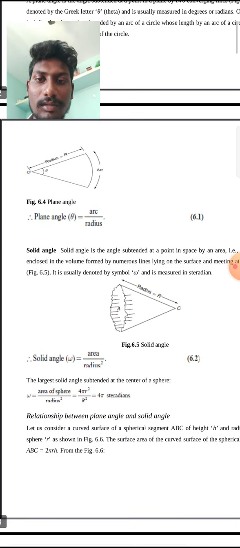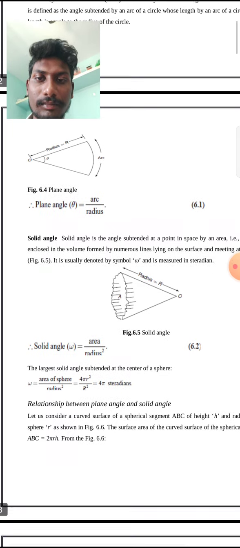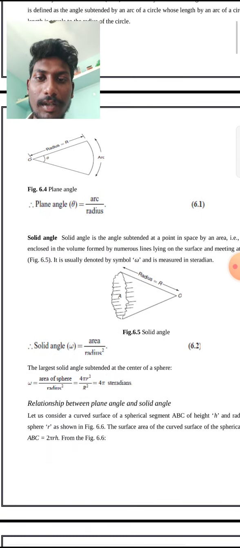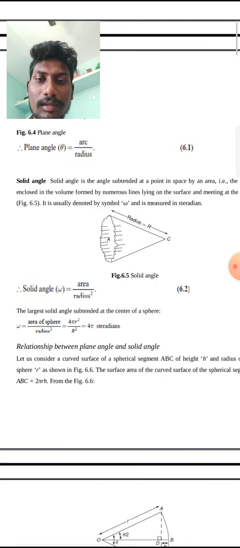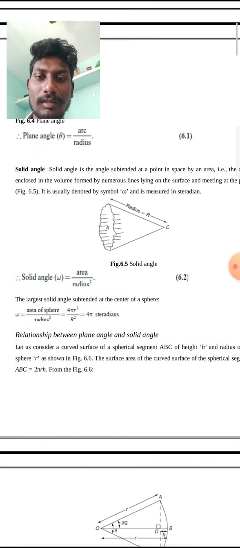Radius, arc, angle. Next, plane angle equals arc divided by radius. This is the formula.